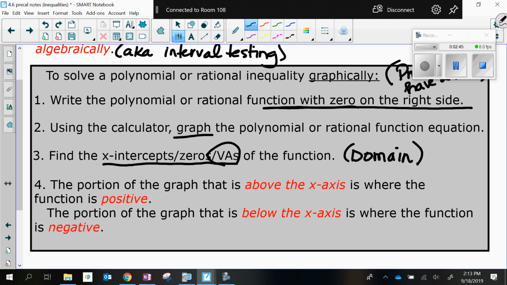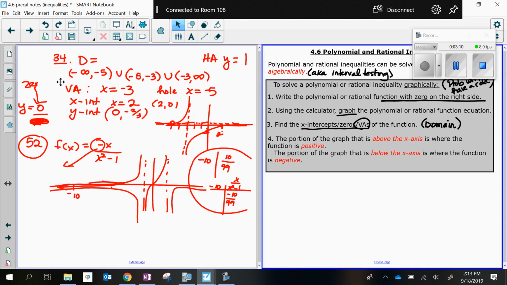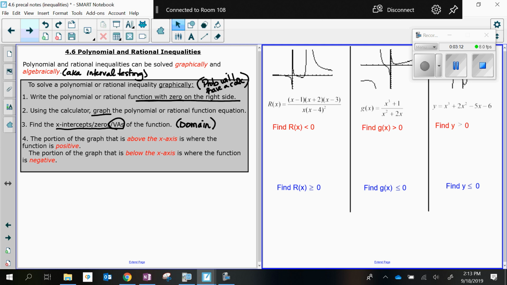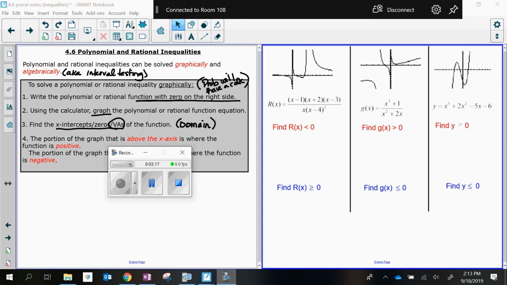If we figure out the intercepts, and we have the domain figured out, that's the domain. Then whatever is above the x-axis is where the function is positive. Where it's below the x-axis, it's negative. So I've taken the liberty to graph some functions for you. Right there they are.